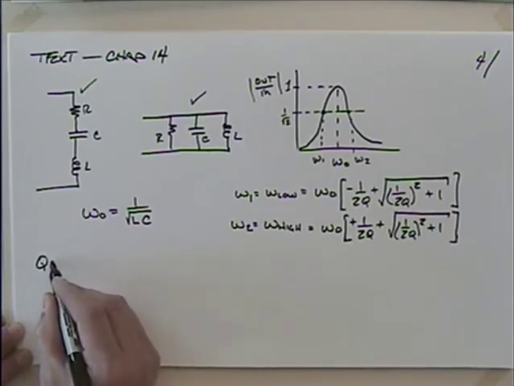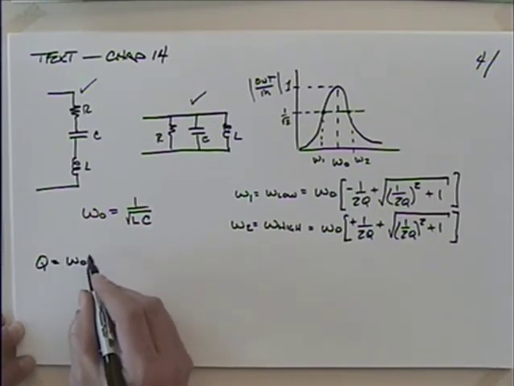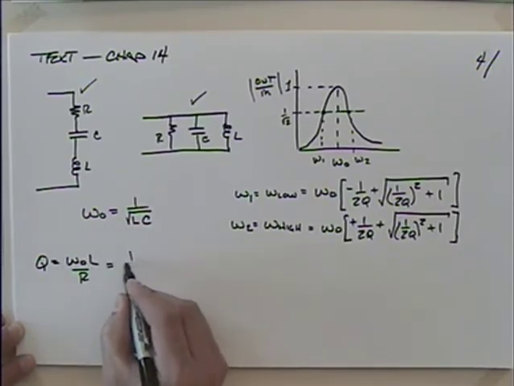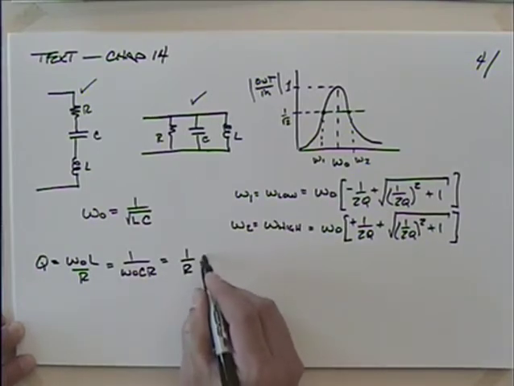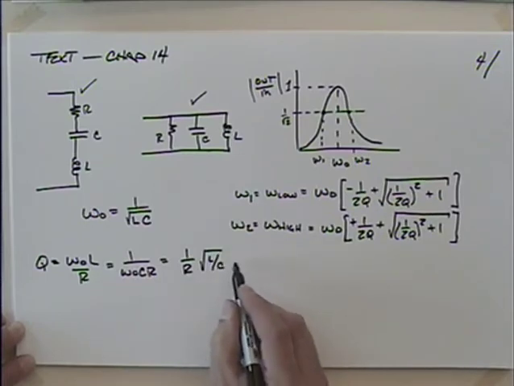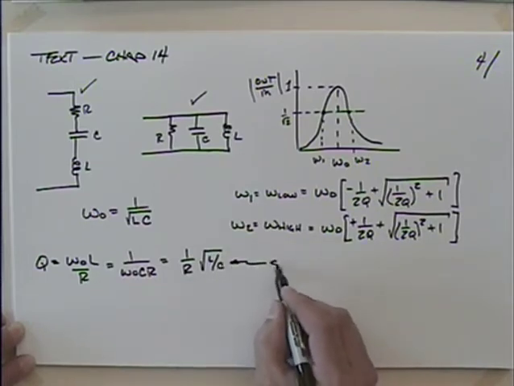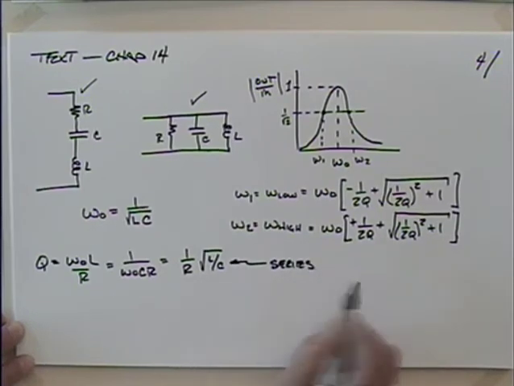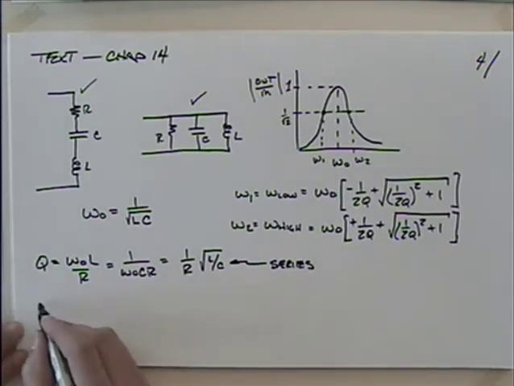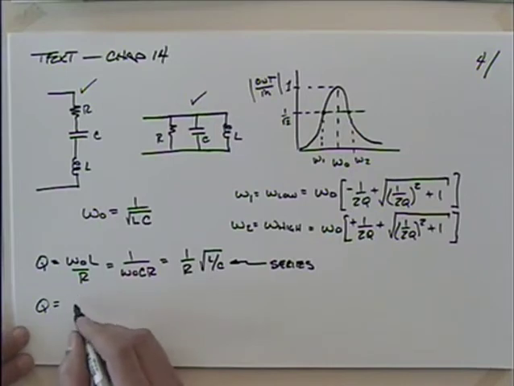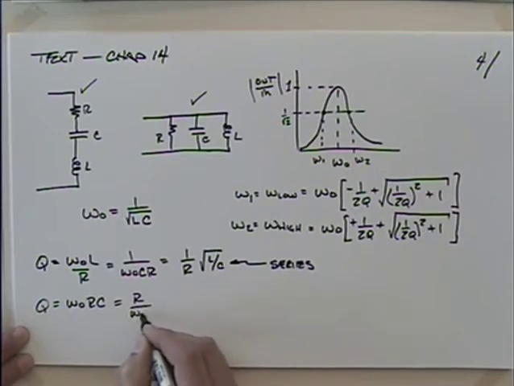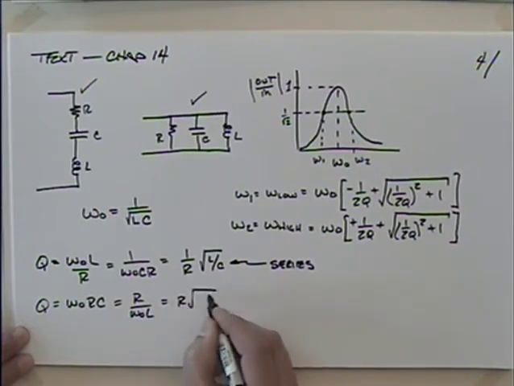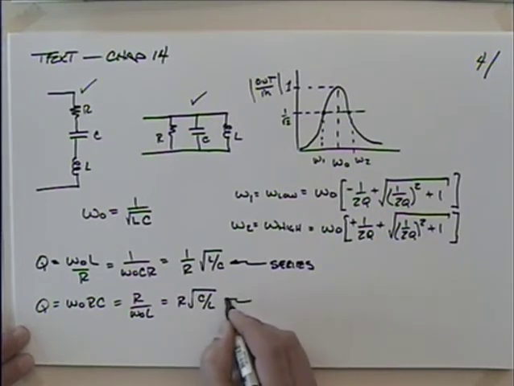Quality Q, we could define this as omega naught times L over R, or 1 over omega naught times C times R, or 1 over R times the square root of L over C. And we saw those. Your author did a pretty good job of deriving those. This is for series. So all these calculations thus far were the same for series or parallel, but those are all for series. And then if we want to know about parallel, we'd have that the quality would be omega naught times RC, or R over omega naught L, or R times the square root of C over L, and these would all be for parallel.